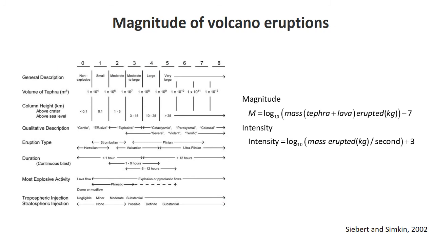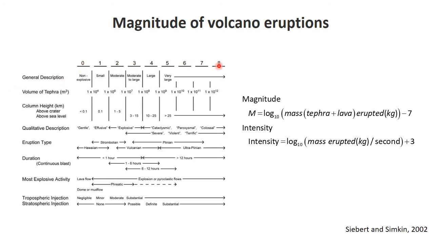So here's an overview of what we mean by magnitude of volcano eruptions. The first one is this index here, the volcanic explosivity index, the VEI. It's basically a scale that's been given, based on a general description and also volumes of tephra. Tephra is the rock fragments and particles that are injected when you have volcano eruptions.